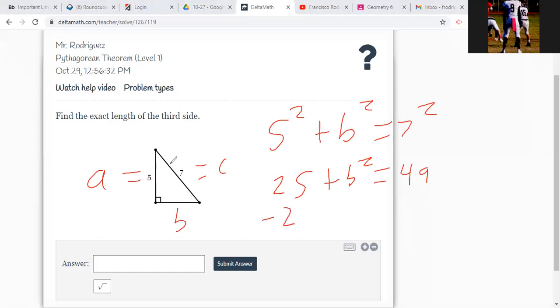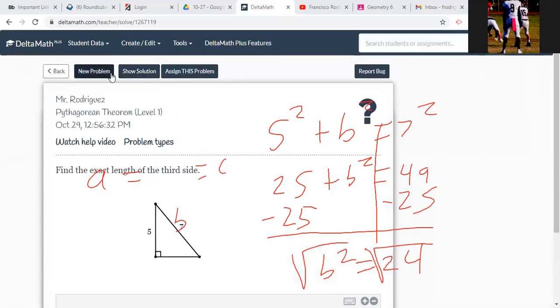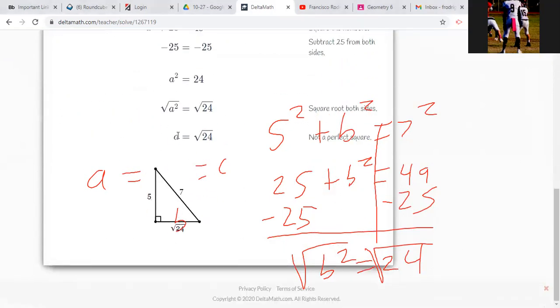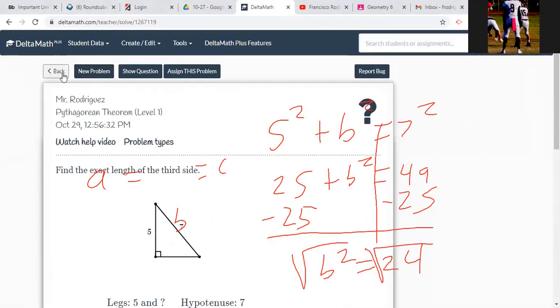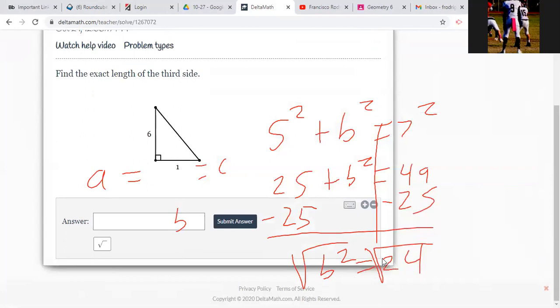To do that, we should subtract 25 on both sides. We'll have b squared is equal to 49 minus 25, which is 24. And we're going to take the square root of that. I believe what it tells you is to find the exact solution. So you could just leave it as the square root of 24, because when it's talking about the exact solution, it doesn't want you to put it into a decimal.